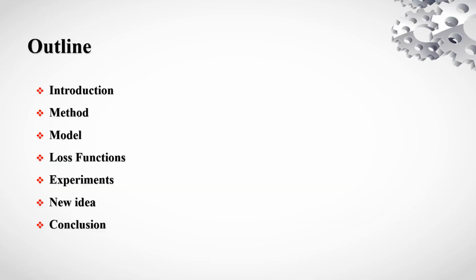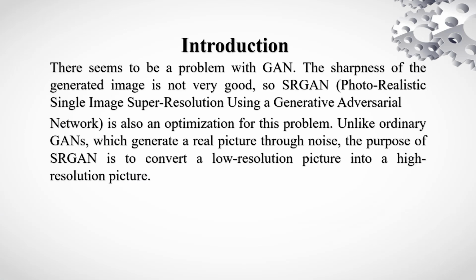And this is my outline. I have 7 steps to explain about this paper. One is the introduction. Second, I want to talk about the method and model. The first part is the most important part, which introduces how the loss function works. The next steps are the experiment I have done, the new idea, and finally my conclusion.